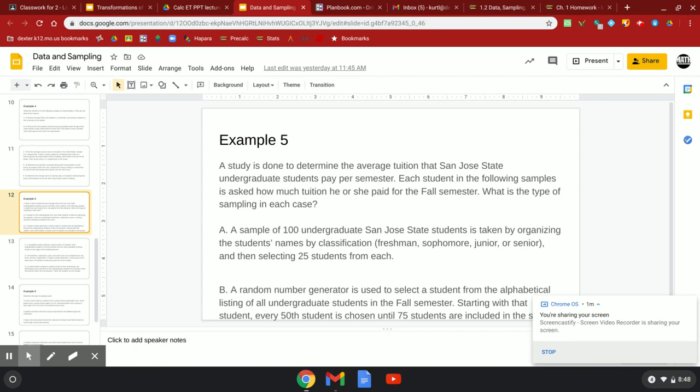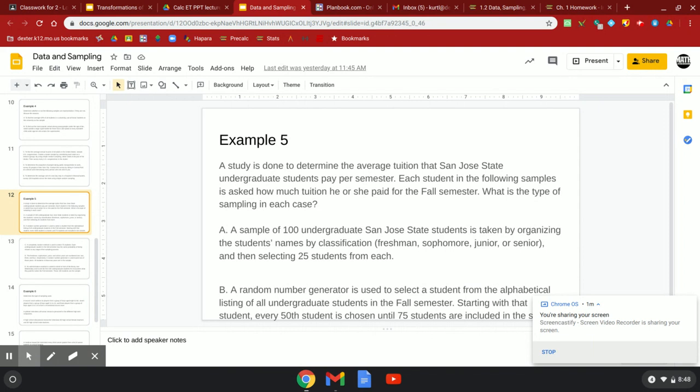And so this says that a study is done to determine the average tuition that San Jose State undergraduate students pay per semester. So each student in the following samples is asked how much tuition he or she has paid for the fall semester. What I want to do is identify what type of sampling method is used in each case.